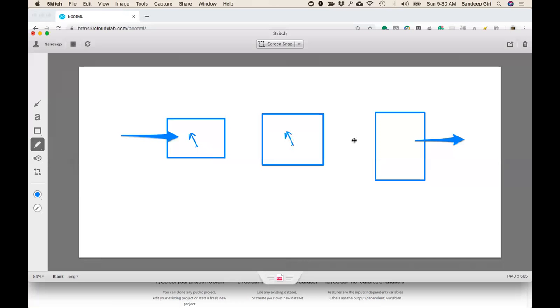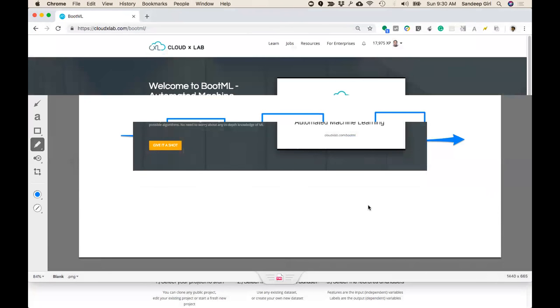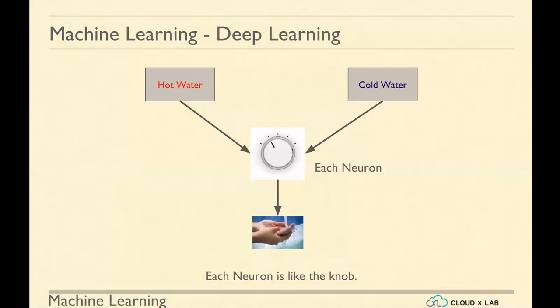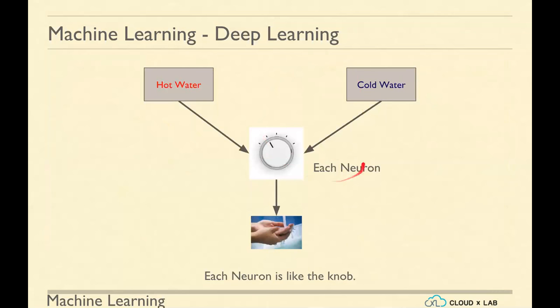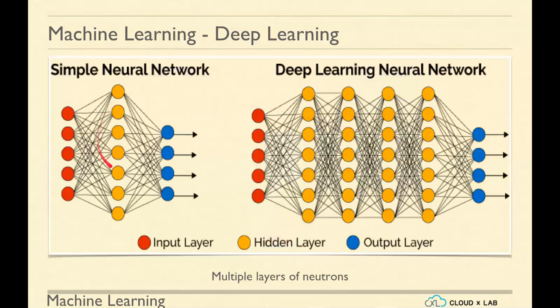Now, after a point of time, it was figured out that one layer of neurons, this is called one layer, is not enough. To handle the complex cases, we needed more and more neurons, more and more knobs. So one knob, two knob, three knob, four knob, five knob, like that. So this is the input. This is the output.